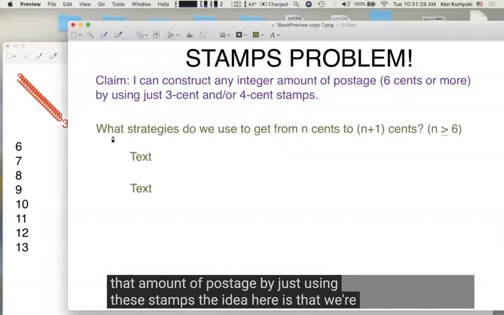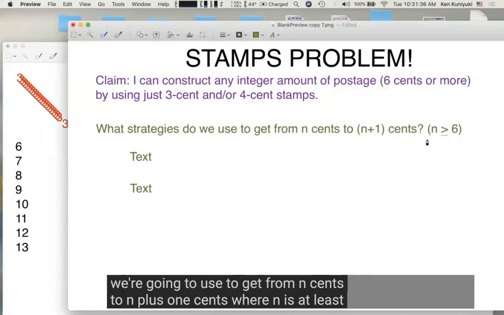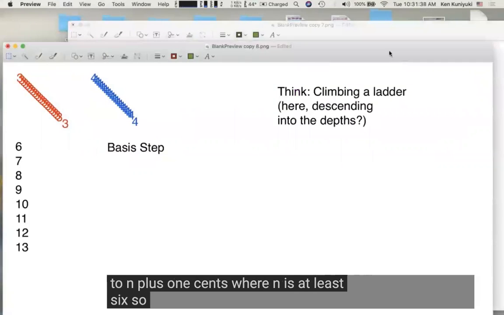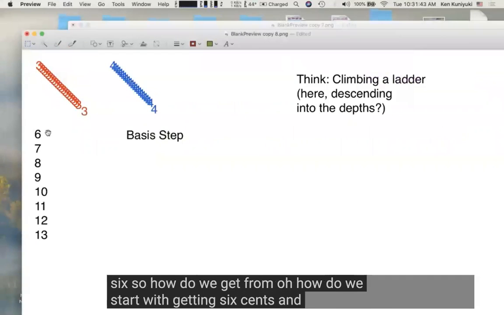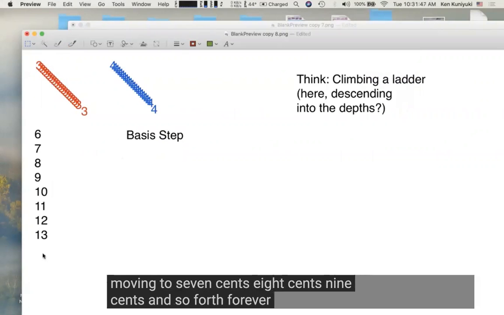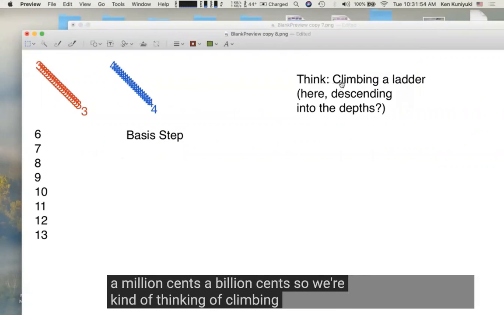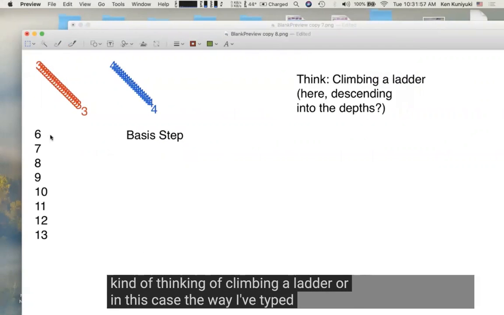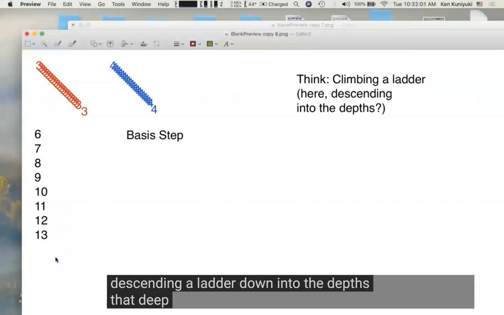The idea here is that we're going to figure out what strategies we're going to use to get from n cents to n plus 1 cents, where n is at least 6. So how do we start with getting 6 cents and then moving to 7 cents, 8 cents, 9 cents, and so forth, forever and ever, 1,000,000 cents, 1,000,000,000 cents. So we're kind of thinking of climbing a ladder, or in this case, the way I've typed it, descending a ladder down into the depths, that deep descent.